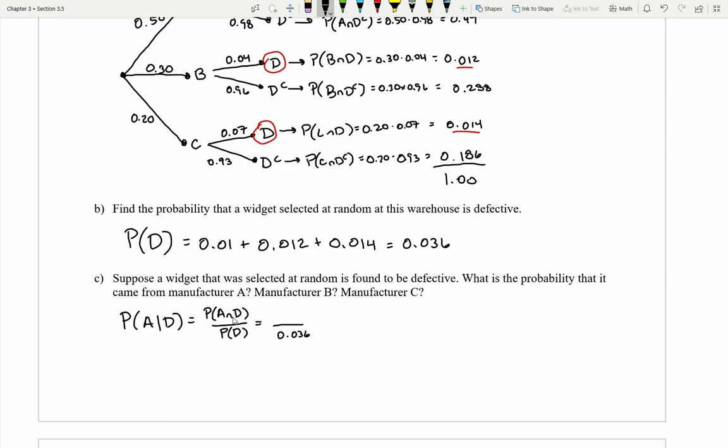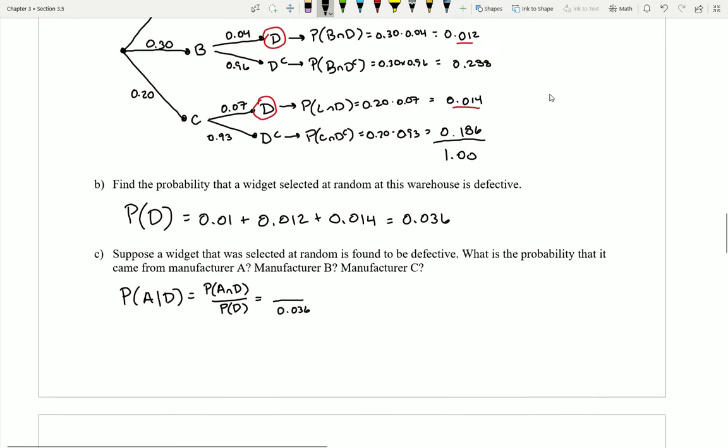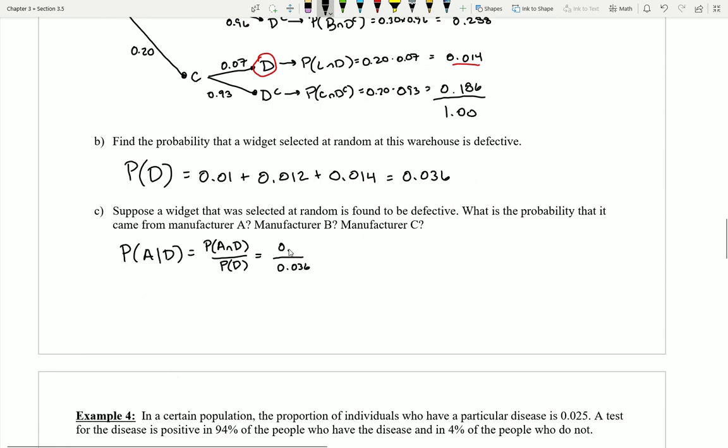Let's find the probability of A and D. Oh look, I already found that. That's my 0.01 up above. So if I crunch this out, I get down to a value of, let's see, roughly 0.2778. Okay, so there's about a 27, 28 almost percent chance that it came from manufacturer A. Pretty good chance, but let's see how manufacturer B shapes up.